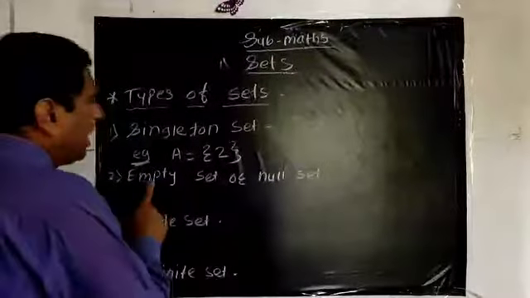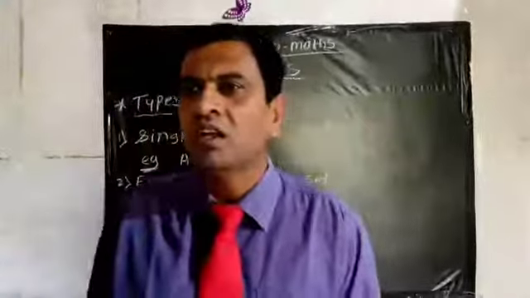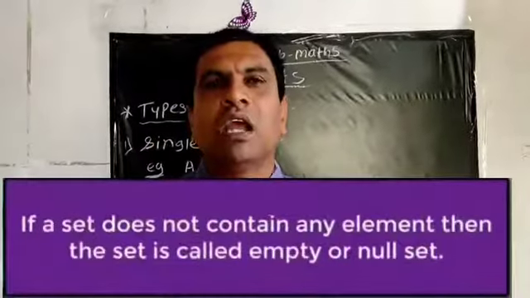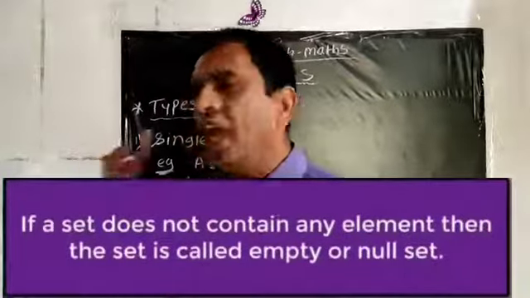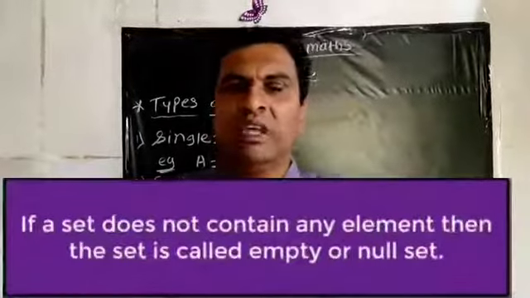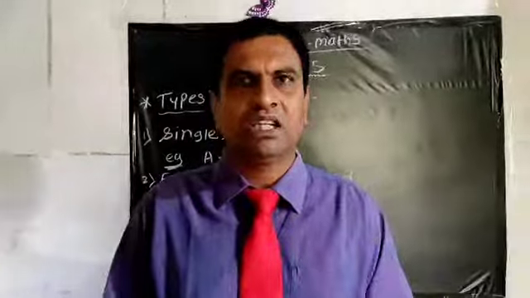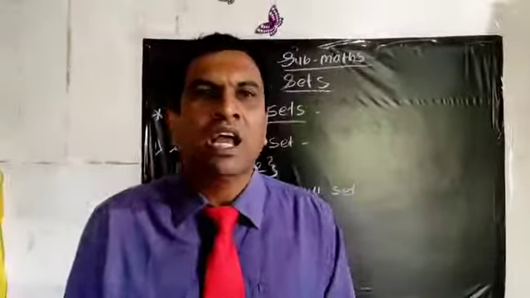Then the second type, empty set or null set. If a set does not contain any element, this type of set is called an empty set or null set. Means in the given set there is no element.